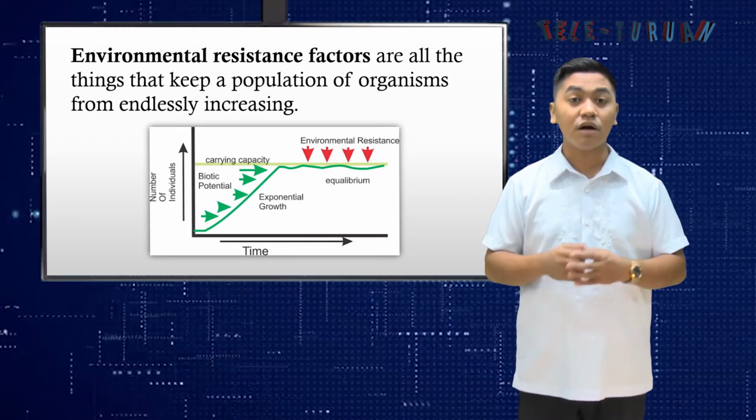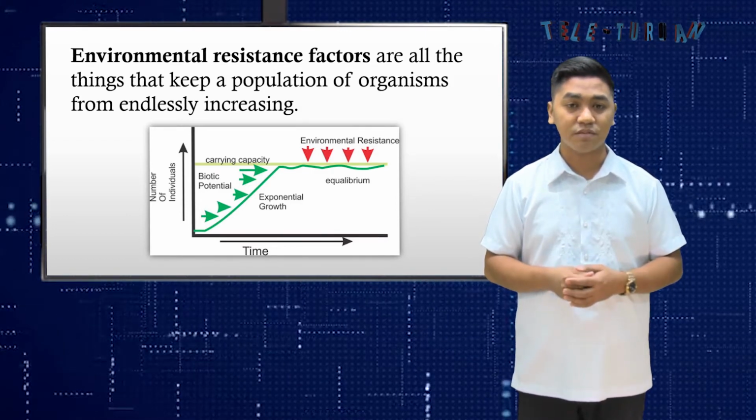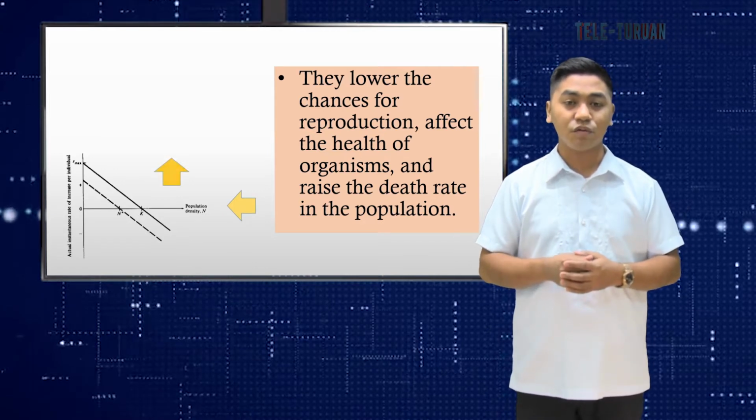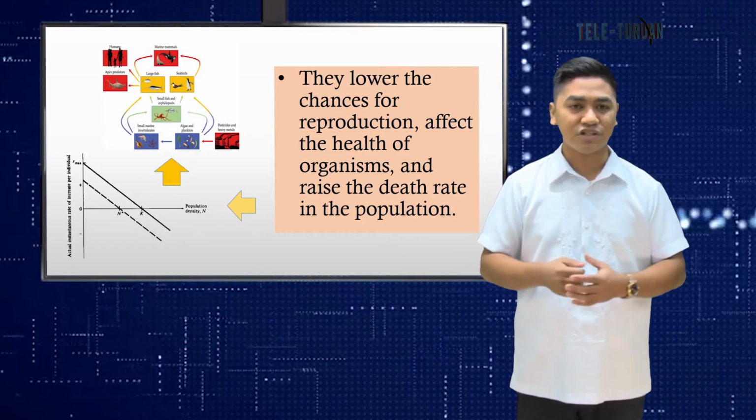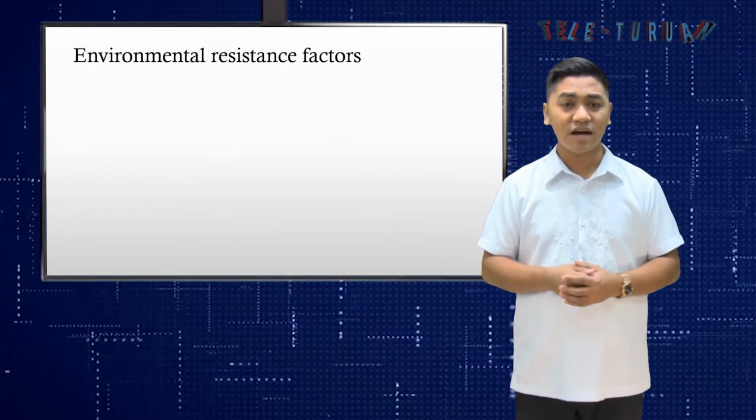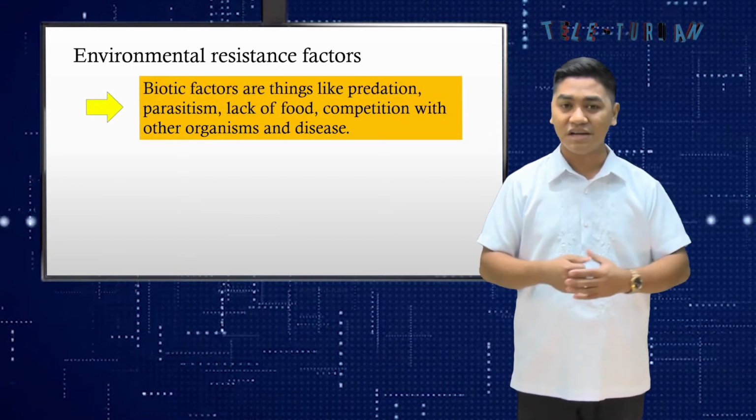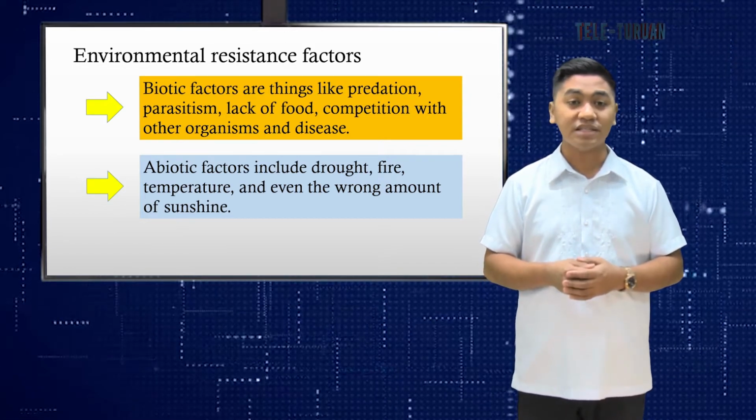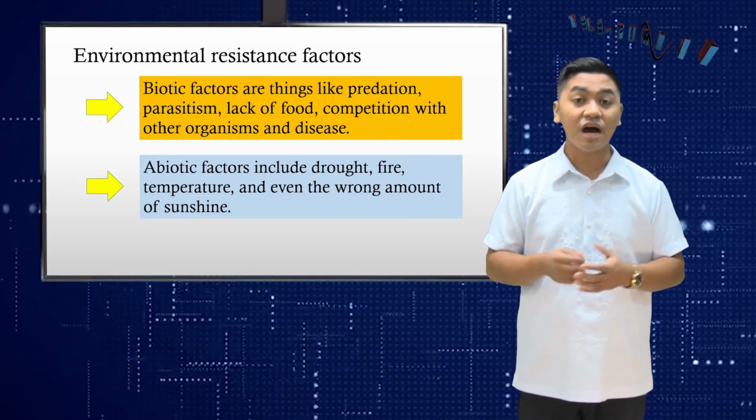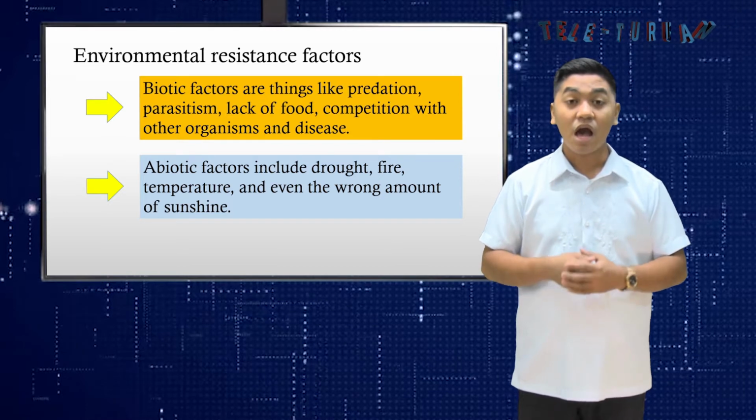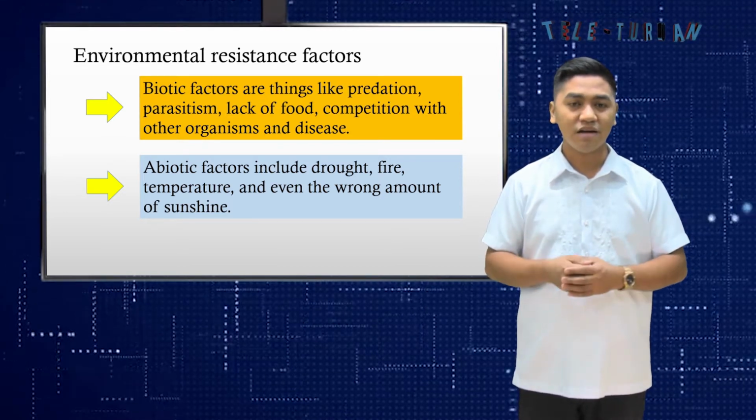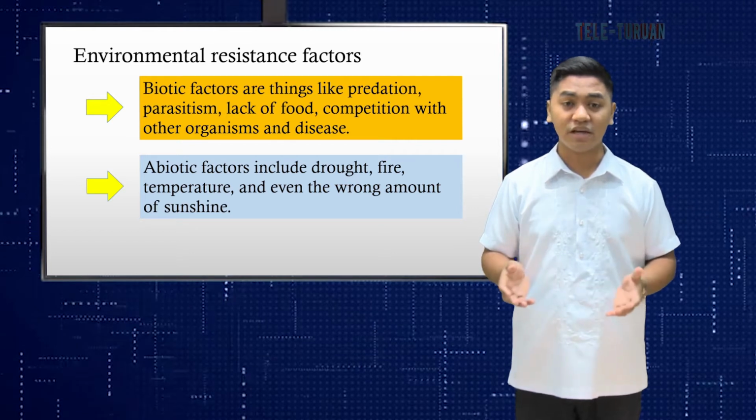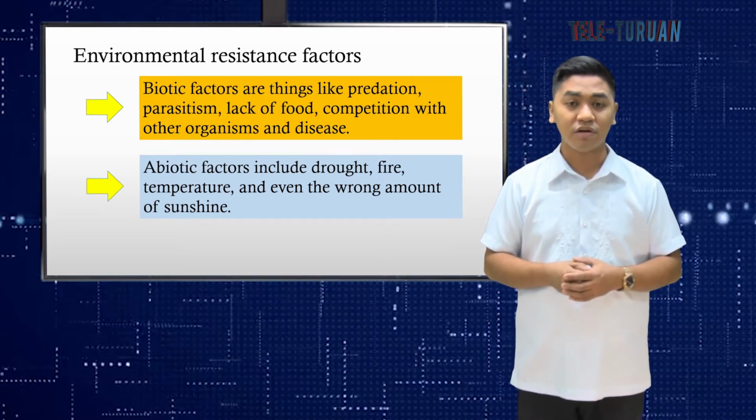Environmental resistance factors are all the things that keep a population of organisms from endlessly increasing. They lower the chances for reproduction, affect the health of organisms, and raise the death rate in the population. Environmental resistance factors include factors that are biotic, or the living, and abiotic, which are non-living. Biotic factors are things like predation, parasitism, lack of food, competition with other organisms, and disease. Abiotic factors include drought, fire, temperature, and even the wrong amount of sunshine. You can see how all these things, biotic and abiotic, would become an uphill battle to your boulder pushing.